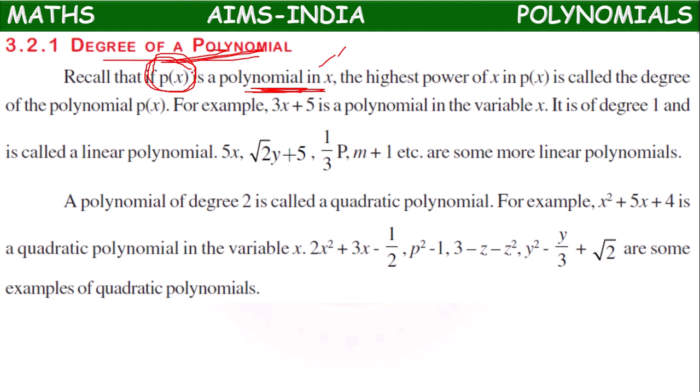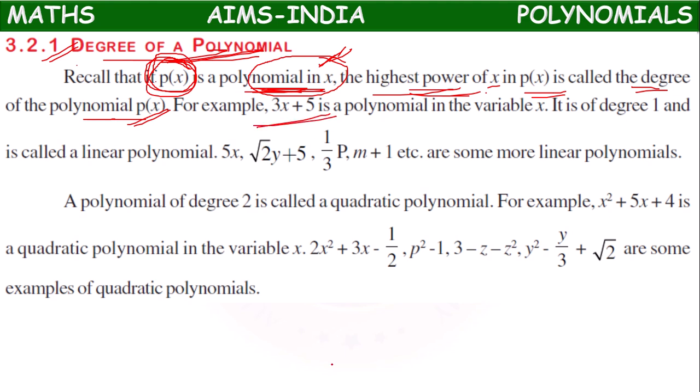If p of x is a polynomial in x, the highest power of x in p of x is called the degree of the polynomial p of x. Suppose you have a polynomial in variable x named p of x. If anybody asks what the degree of the polynomial is, what you have to tell is: the highest power of x in p of x is called the degree of the polynomial.